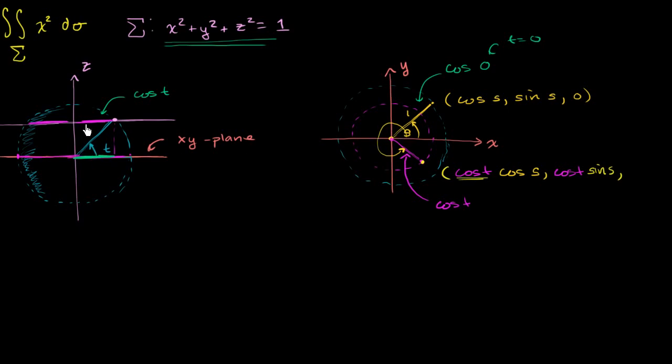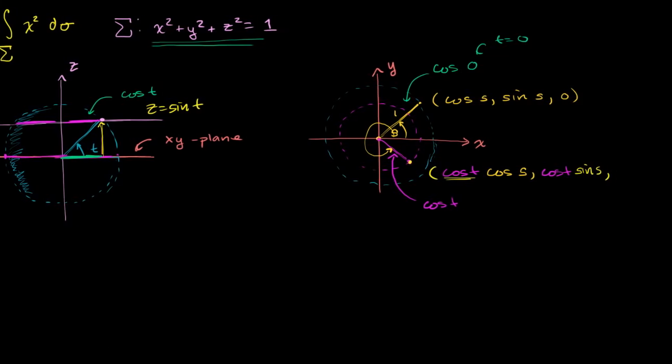And we can go straight to this diagram right over here. Our z-coordinate is just going to be the sine of t. So our z is equal to sine of t. Let me write that down. So z is going to be equal to sine of t. Now every point on this sphere can be described as a function of t and s. And we have to think about over what range they will be defined.